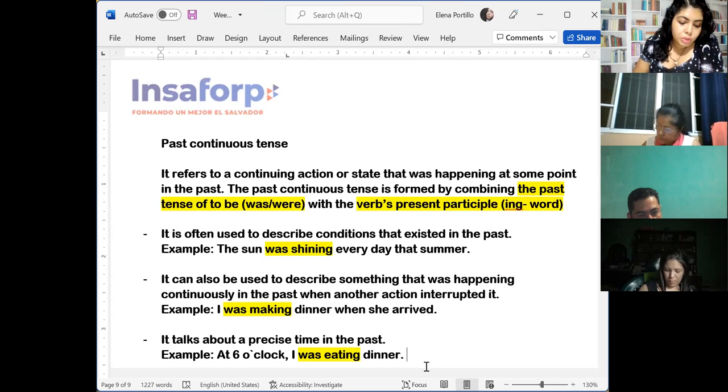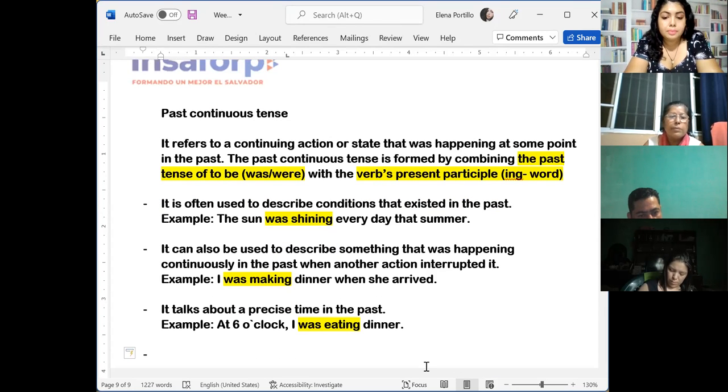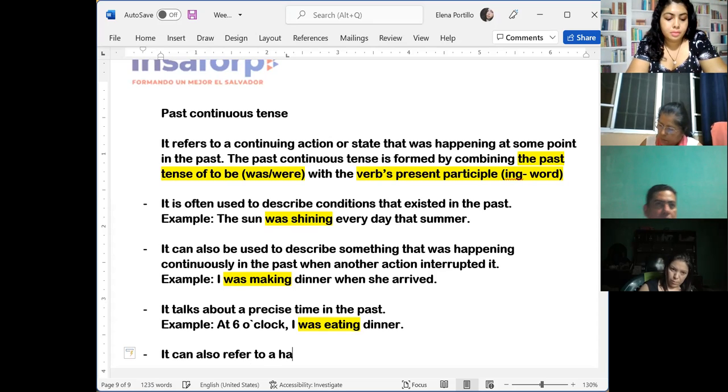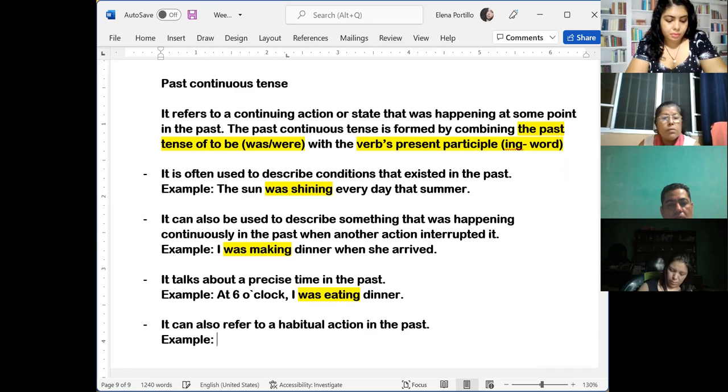It can also refer to a habitual action in the past. And we have another one, and it says, it can also refer to a habitual action in the past. And we have the example. She was talking constantly in class in those days.